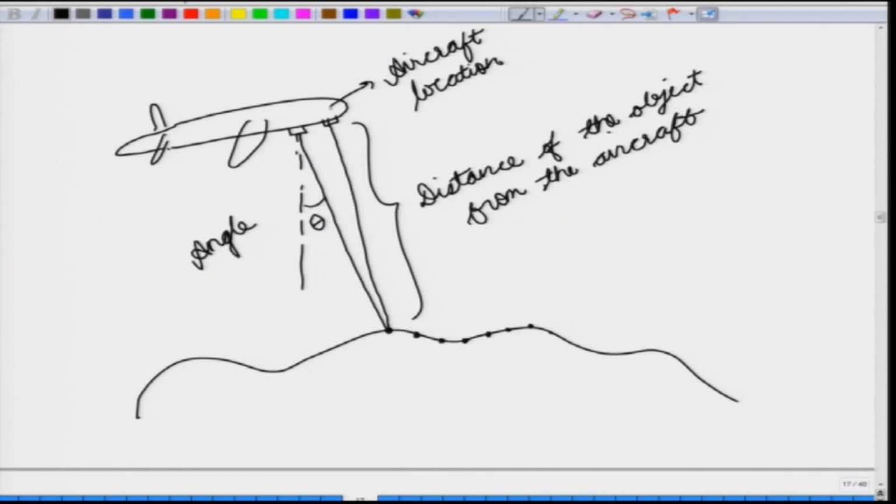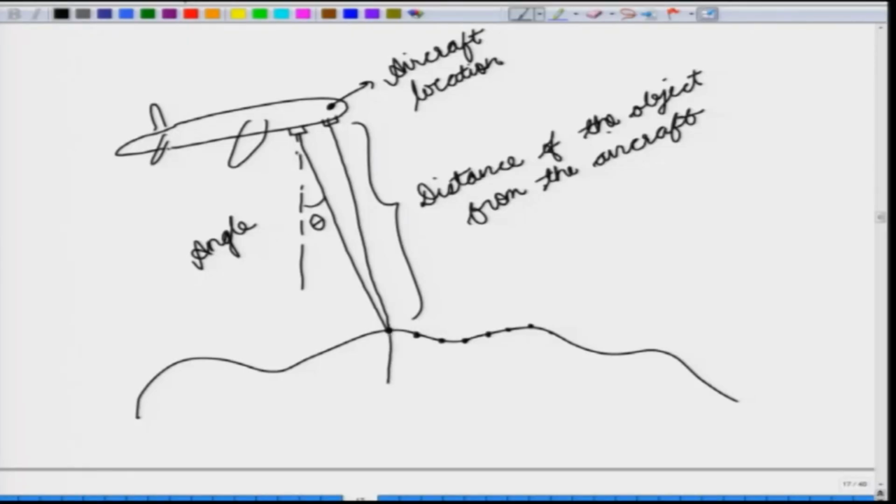So, if you know the position of the aircraft, if you know how much time it takes for the laser beam to go to the object and come back, with this time you can figure out the distance, and if you know the angle at which this laser was shot, then you will be able to determine the location of this point, and similarly when you do this again and again, you will know the locations of all the points on the surface. So, this is the general concept of the LiDAR.